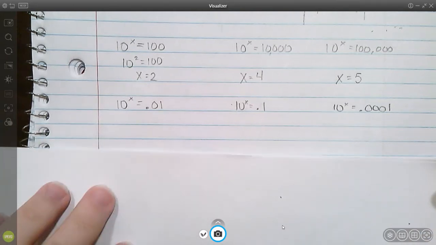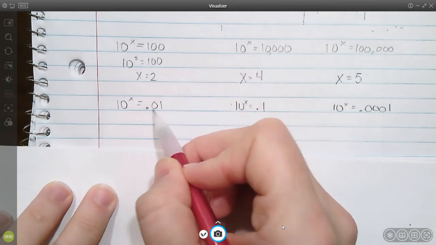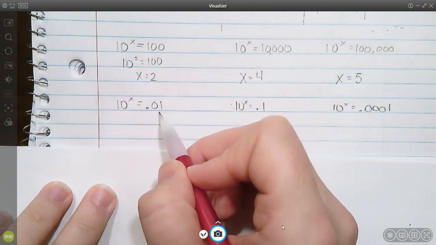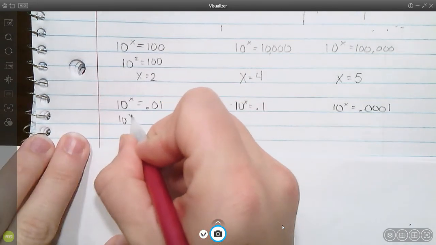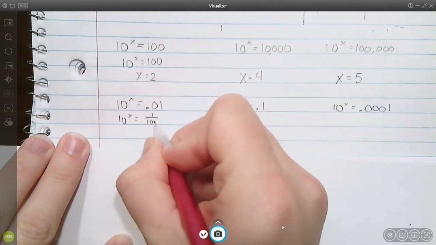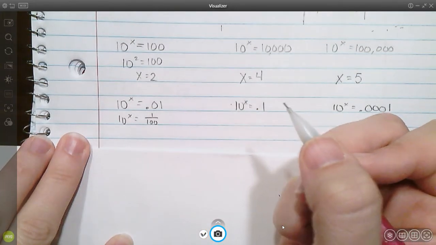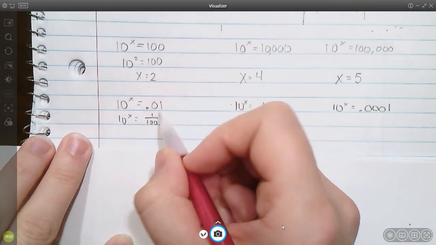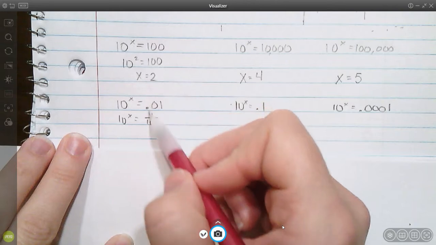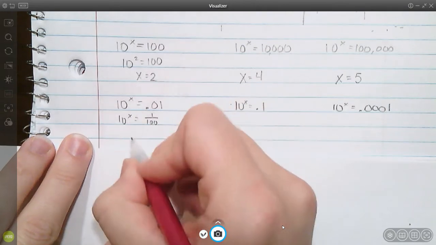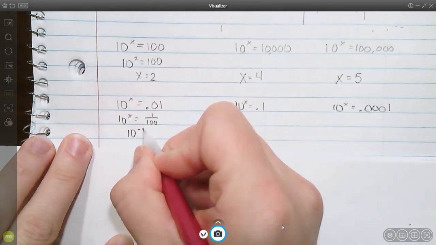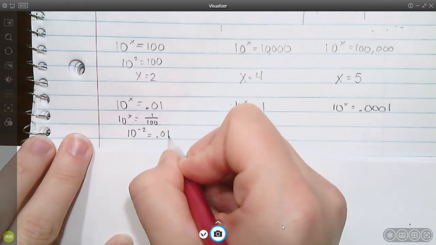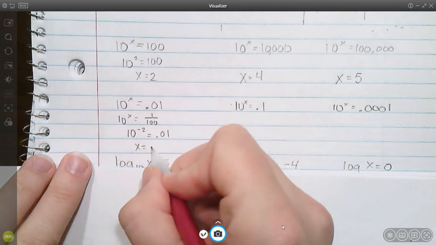Here, we have 10 to the x equals 0.01. Well, this is actually 1/100th. So I like to write them like this instead, as a fraction. Okay, so based on our negative exponents, if it's a fraction, we know it's going to be negative. And then based on what we just did up here, you count your zeros, which is 2. So this is going to be the same as 10 to the negative 2 equals 0.01. So x equals negative 2.